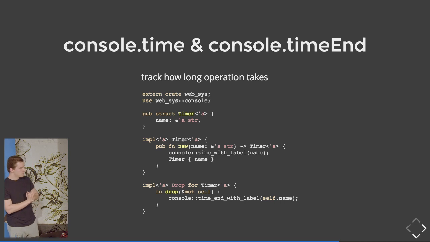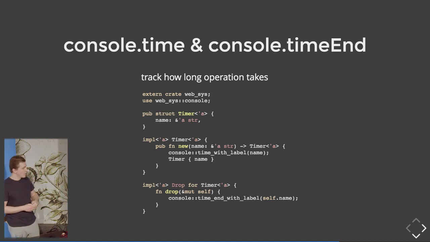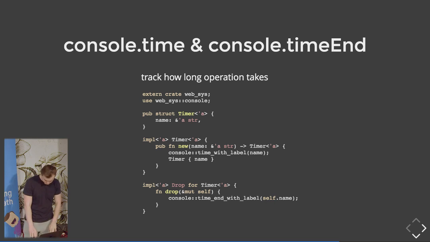And that is because Rust provides an ability to write destructors for structures. Here you don't really need to understand what's going on. Basically, when we're instantiating a timer, we are calling the time function, and when the destructor is called, it will automatically call timeEnd.